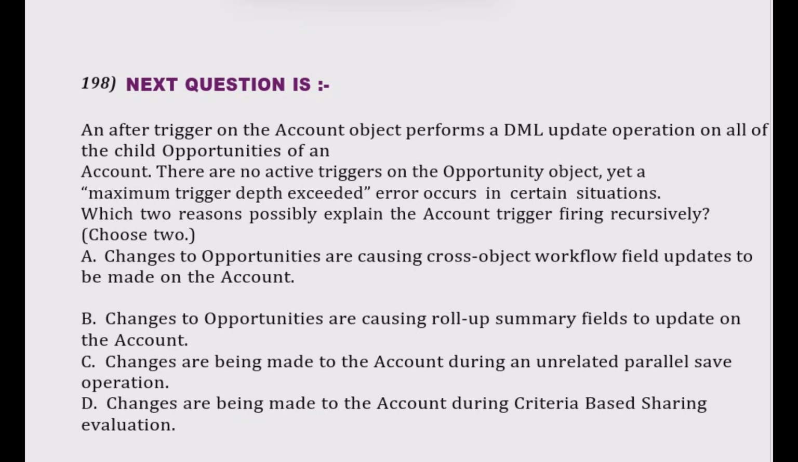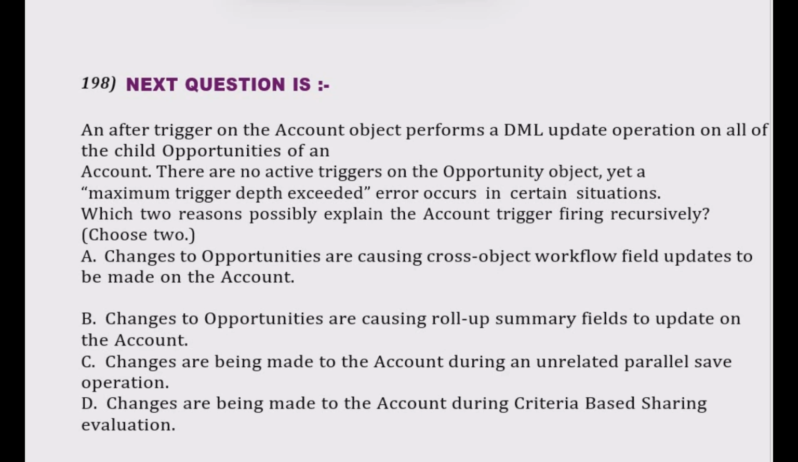Question is, after a trigger on the account object performs a DML update operation on all of the child opportunities of an account, there are no active triggers on the opportunity object, yet a maximum trigger depth exceeded error occurs in certain situations. Which two reasons possibly explain the account trigger firing recursively?